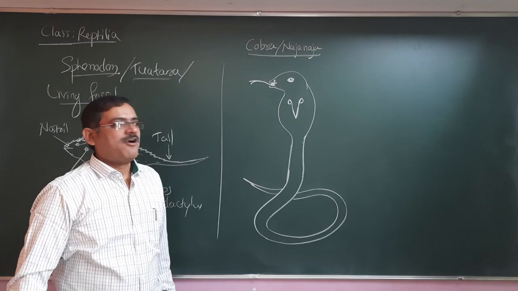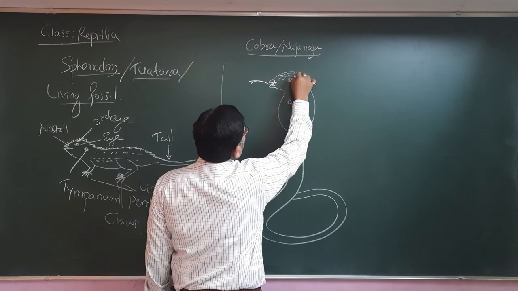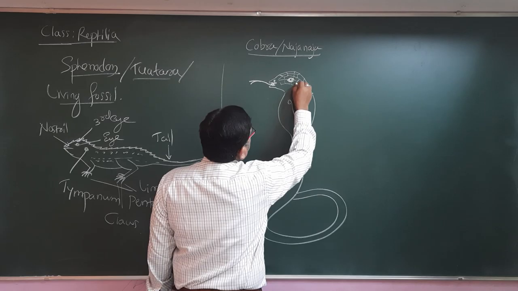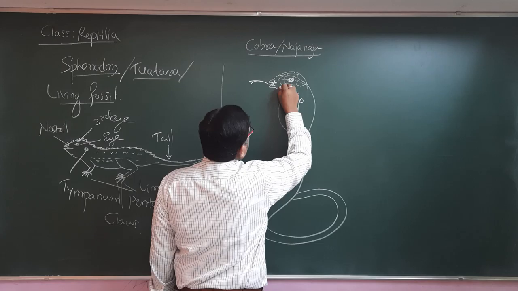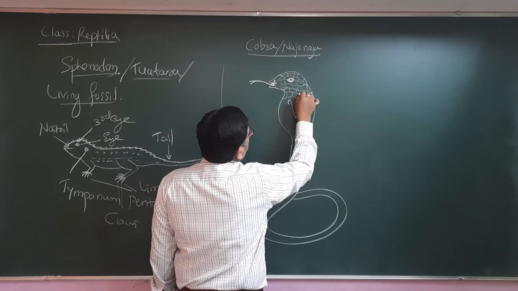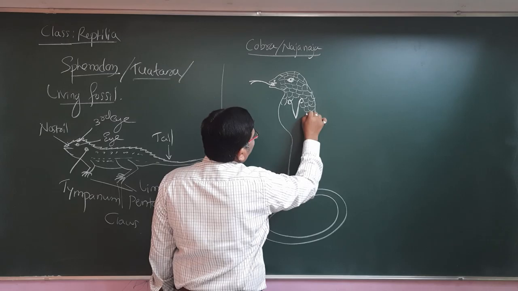Here, the body or the head region has shield-like or plate-like scales, arranged throughout the head region. Further, the body has lots of dead scales, and snakes are known to shed their old skin and develop new skin. That mechanism is called sloughing, or the removal of old skin is also known as casting.